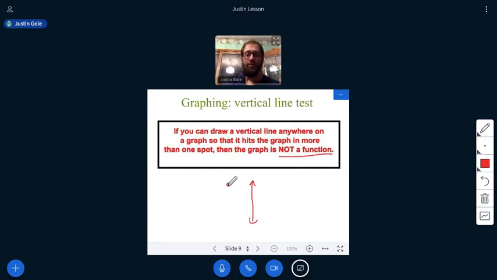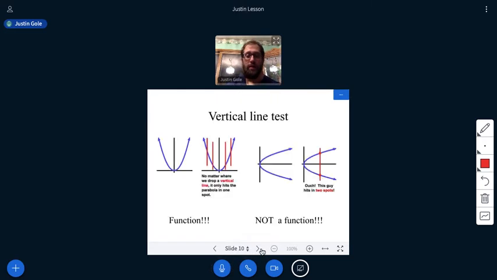So if you can draw a vertical line that goes through more than one spot, this is an example of the vertical line test. No matter where you draw a vertical line on this first one on the left here, it's a function because it can only hit one spot. Here it hits two spots.